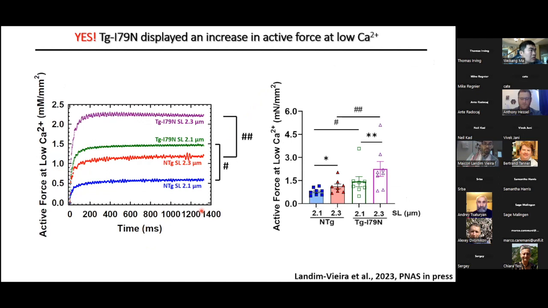So here you can see the force redeveloping at every single sarcomere length tested, and you can see that the mutant myocardium is displaying an increase in active force at low calcium compared to the control at both sarcomere lengths. And we can also see that as we stretch the muscle, there is an increase in active force at low calcium levels within the genotypes. And that's true for both our control and the mutant.